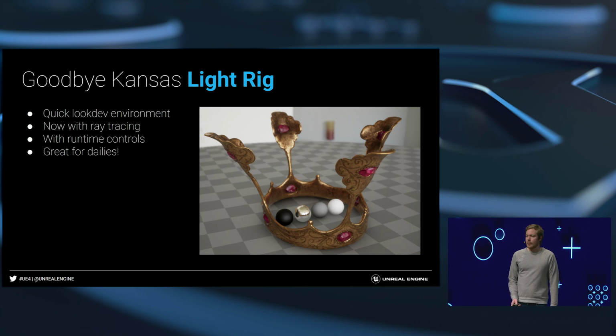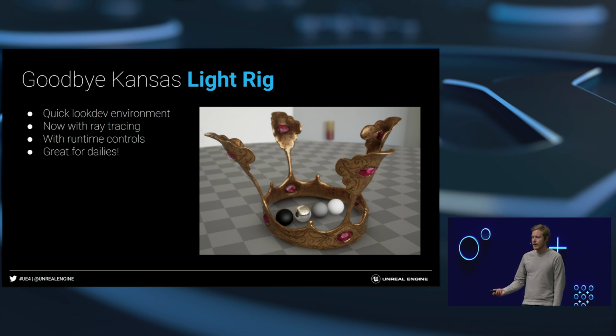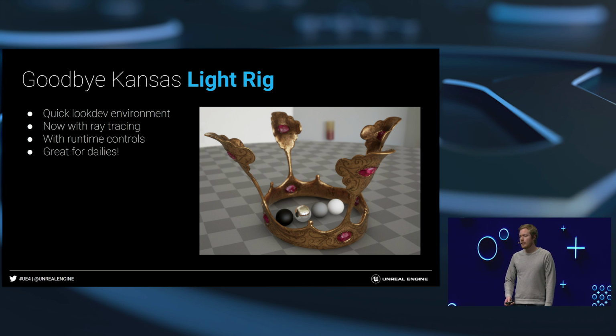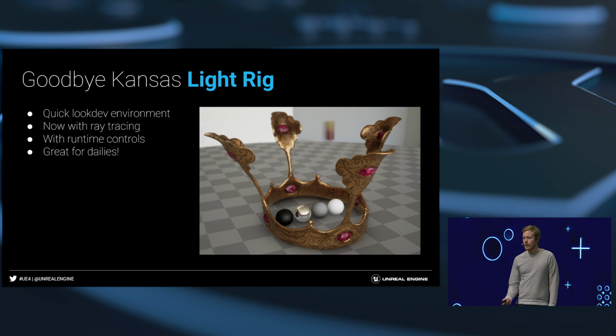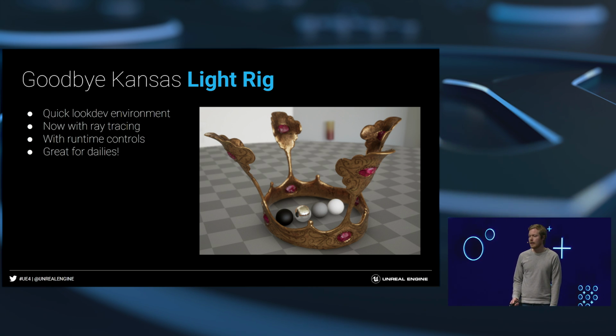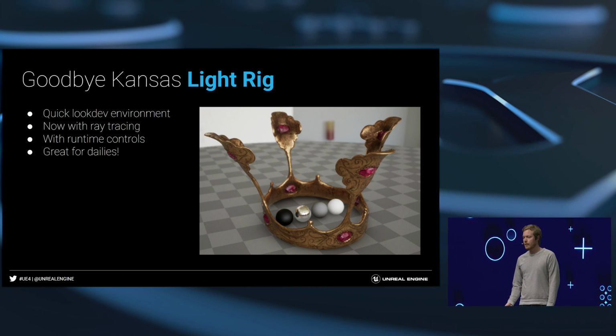We also made this light rig to have a quick look dev environment for the artists. And now with ray tracing, we get an even more accurate one-to-one match from what we expect from an offline renderer. It also has runtime control, so we can pack it up, and we can use it for dailies or even send it off to a client if they want to review the assets interactively.